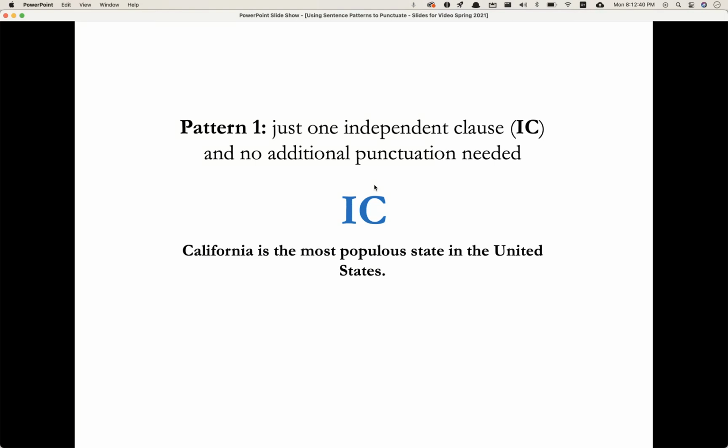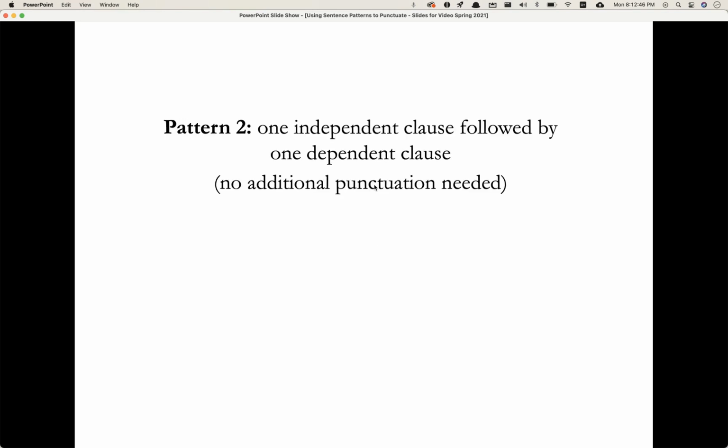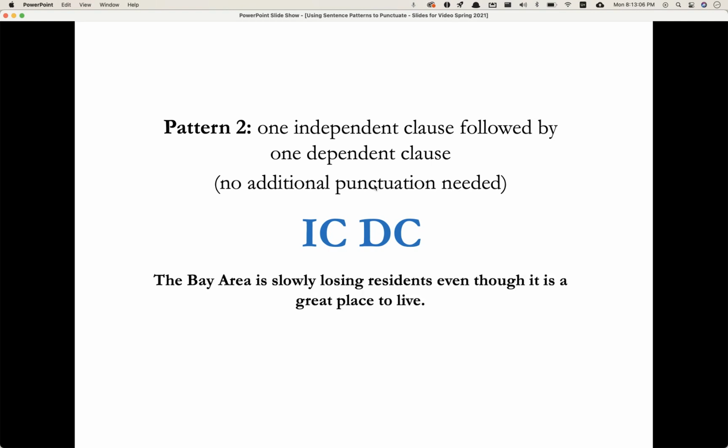Here's an example. California is the most populous state in the United States. The second pattern is one independent clause followed by one dependent clause with no punctuation needed. So if you have 2 clauses in a row in English with the independent clause first and the dependent clause after it, you do not need to add a comma or a semicolon or anything. This is the rule. So you can say, the Bay Area is slowly losing residents, even though it is a great place to live.